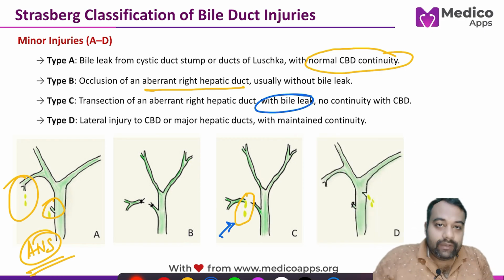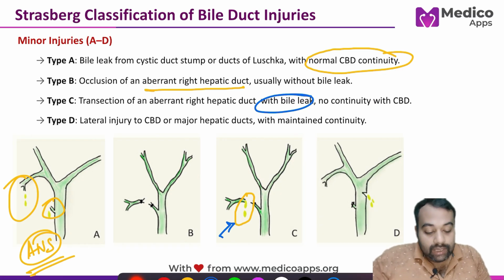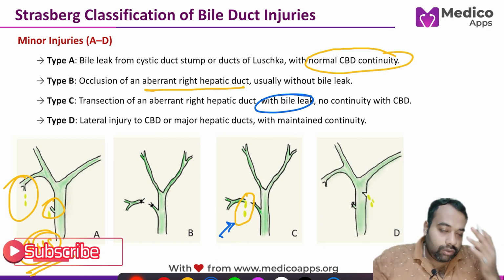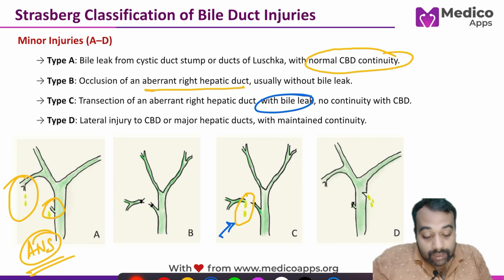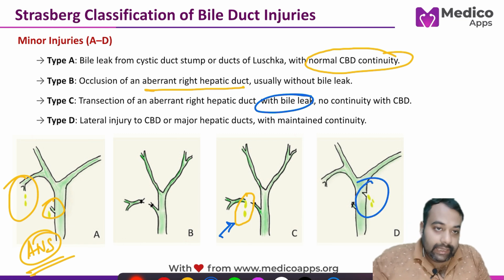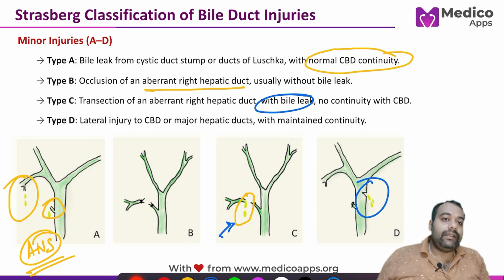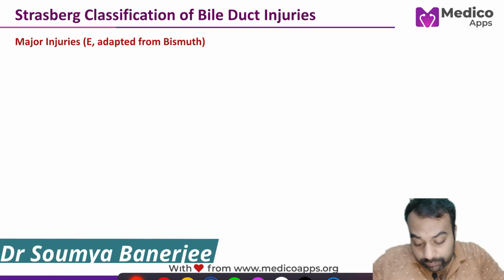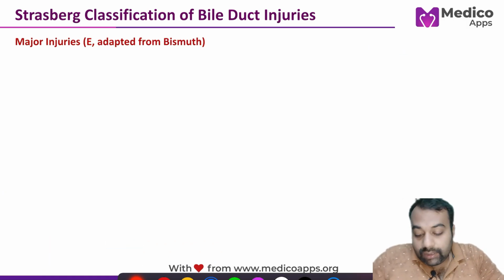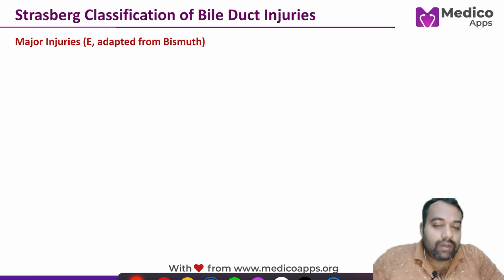Now your type D, where we can appreciate that there is a lateral injury to the CBD. So there is a lateral tear or partial tear in the wall of the CBD. It's not only in the CBD, it can also happen in the common hepatic duct as well. As a result of that, there is a bile leak from there. But the rest of the hepatobiliary anatomy will eventually maintain continuity from here.